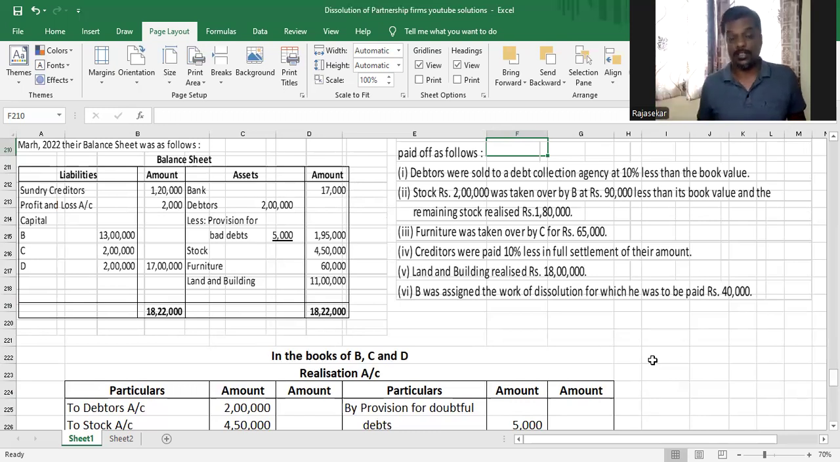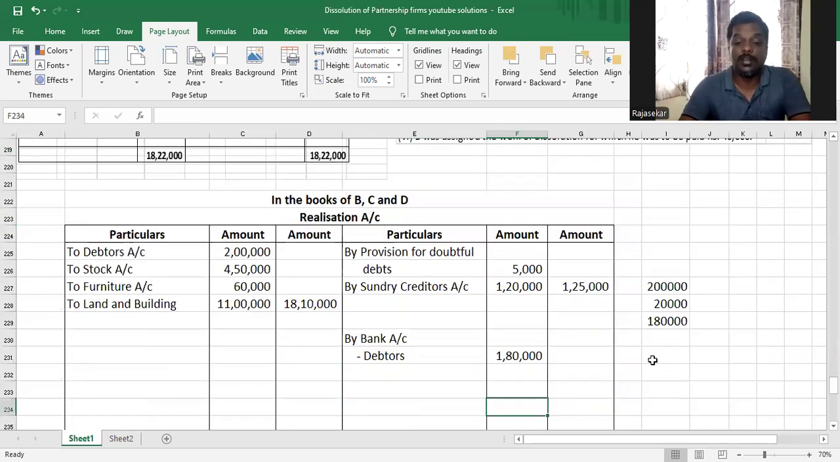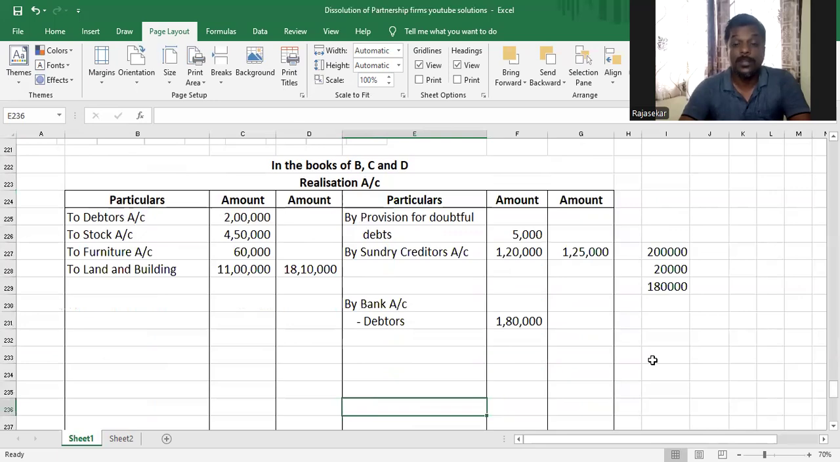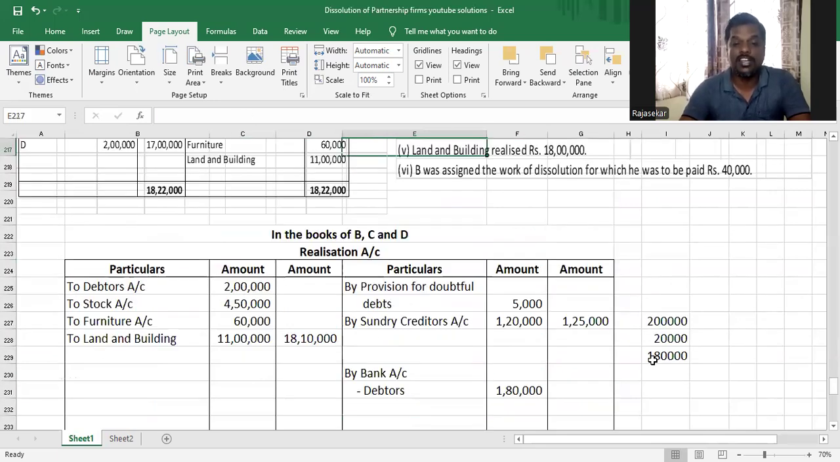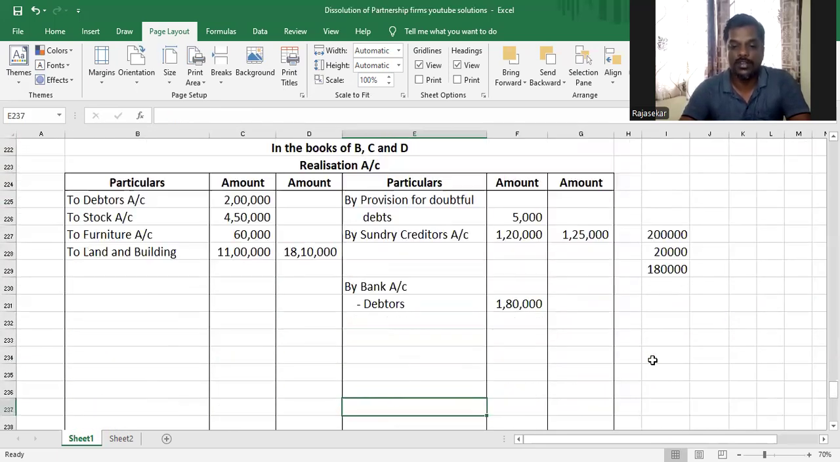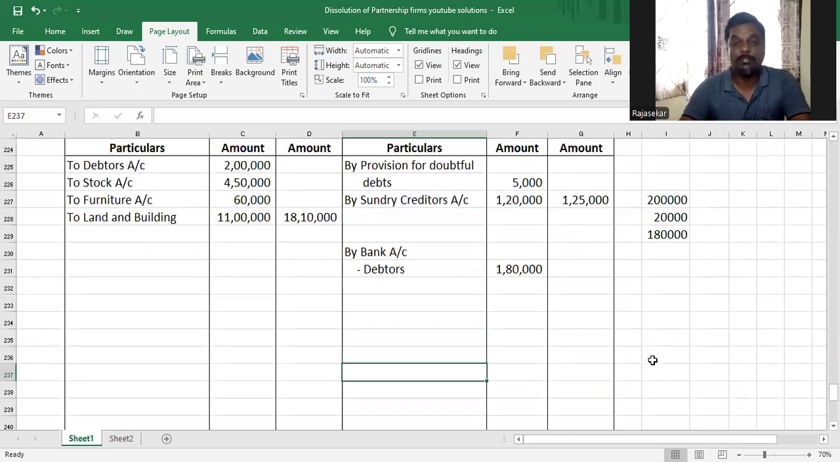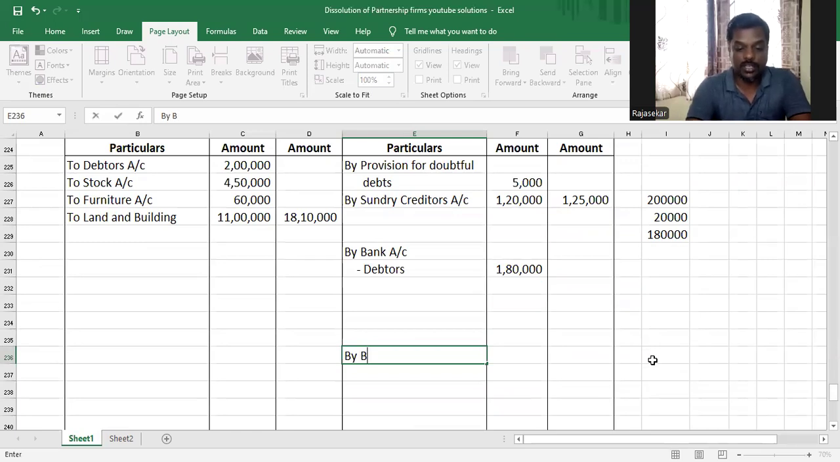When the partner takes over the asset, bank account is not debited because partner will not give money, but realization account will be credited. Instead of bank account, partner's capital account will be debited because when the partner takes over the asset, the amount payable to the partner decreases. Understood or not, my dear children? So now the journal entry is partner's capital account debit to realization account. So in realization account, I'm going to write 'by B's capital account'.